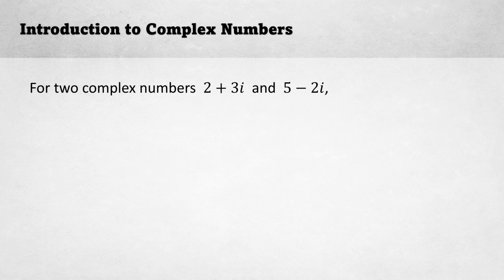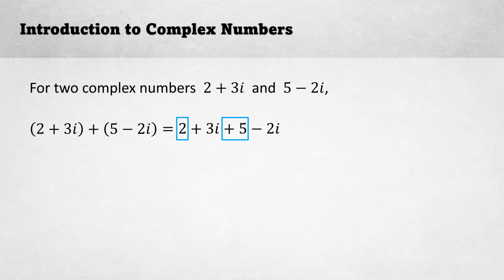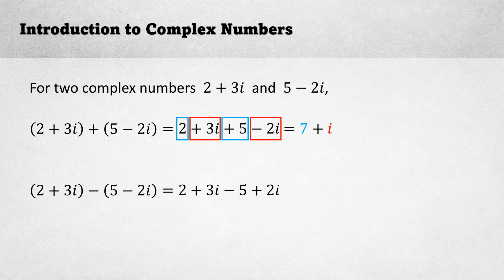Now let's explore operations over complex numbers. Given two complex numbers, 2 plus 3i and 5 minus 2i, we can add the two complex numbers. Since there is nothing special going on, we simply drop the parentheses and add the real parts together and the imaginary parts together. Similarly, we can perform subtraction. We first distribute the negative sign into 5 minus 2i and then add the real parts together and add the imaginary parts together.